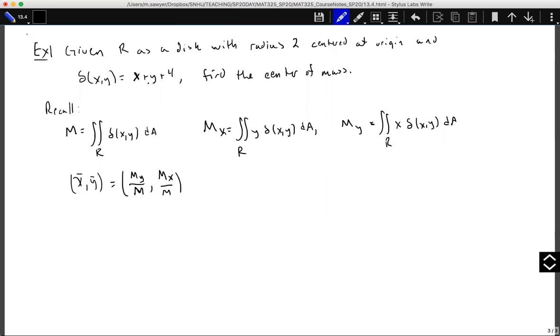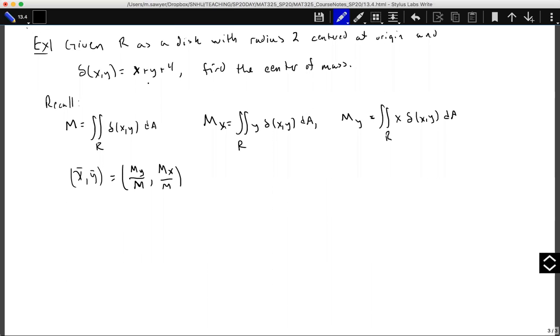Recall our center of mass is given where the mass of the lamina plate is the double integral over the region of the density function. The moment with respect to x is the double integral over the region of y times the density function, and the moment with respect to y is the double integral of x times the density function. And then x bar, y bar, the center of mass, is given by the moments divided by the mass.